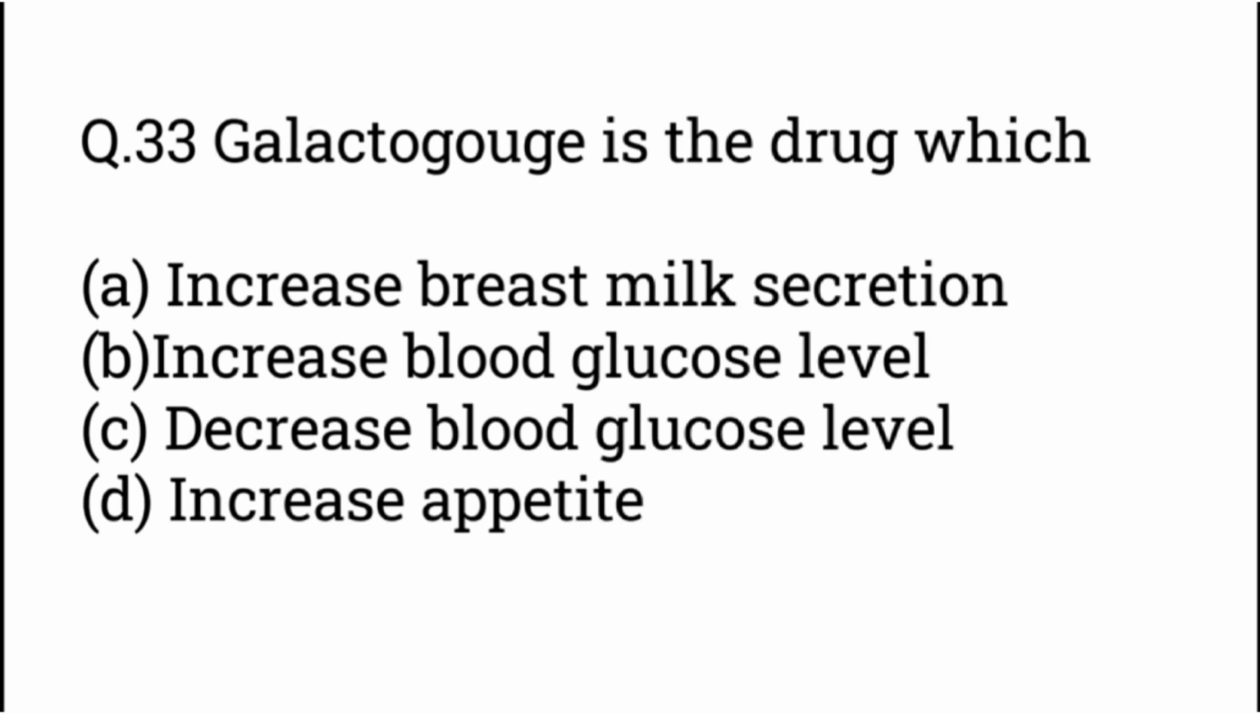Galactagogue is the drug which increases breast milk secretion, increases blood glucose levels, decreases blood glucose level, or increases appetite. See, galactagogue is actually the word used for the food item or the drug which increases the production of breast milk. For example, Shatavari powder, or some tablets like Domstal, we give to patients, or Perinorm, for increasing production of breast milk. So galactagogues are the drugs which increase breast milk secretion.